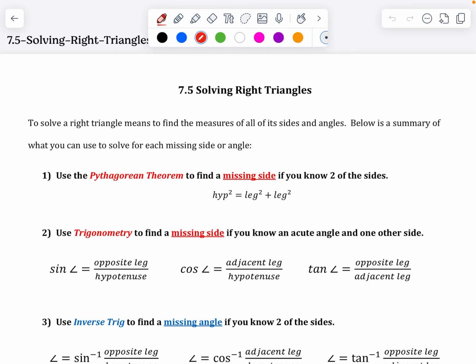In section 7.5, we're going to learn to do what's called solving a right triangle. What it means to solve a right triangle is that you need to find all the measures of the missing sides and missing angles.